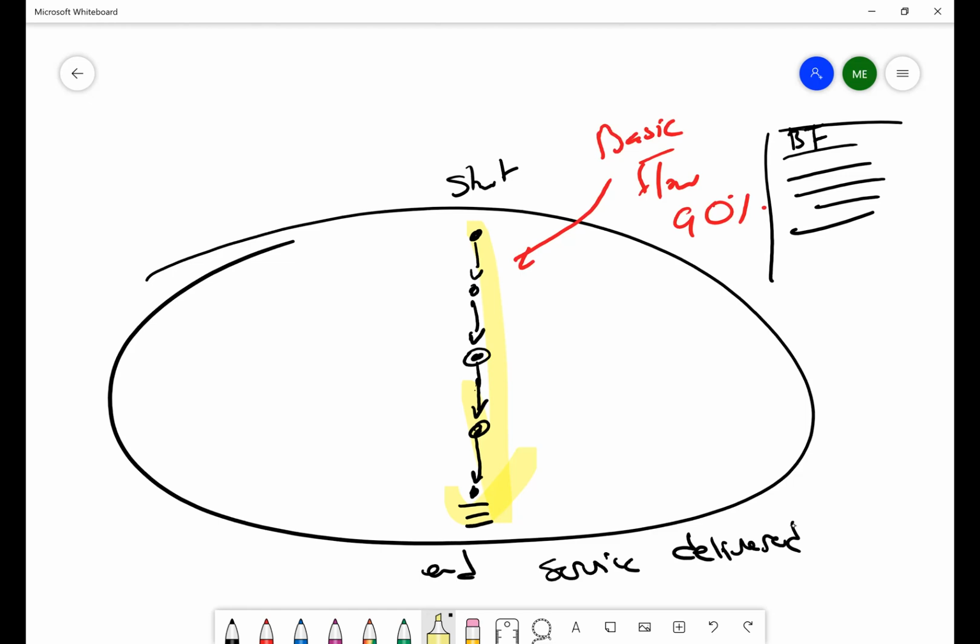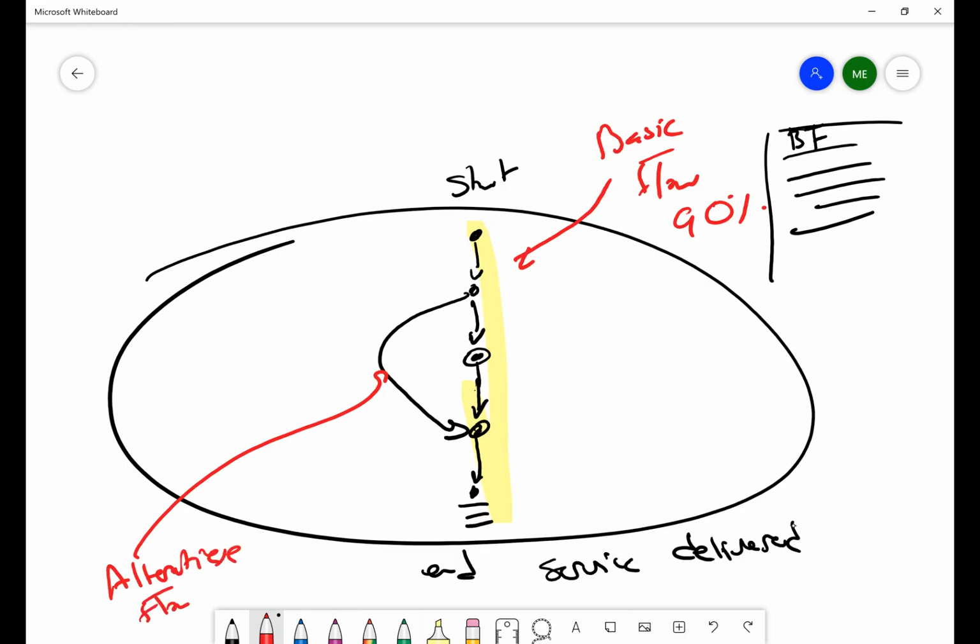Now, when we are trying to execute this line in the middle, sometimes we have a deviation. This deviation we call an alternative flow, AF. And you'll notice one thing. First, it's deviating from a point in the basic flow. Why?